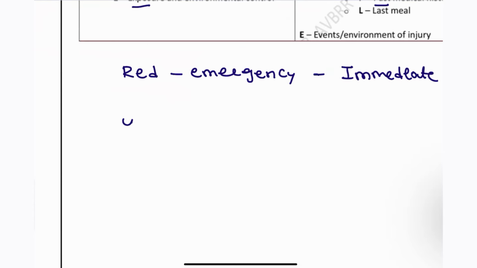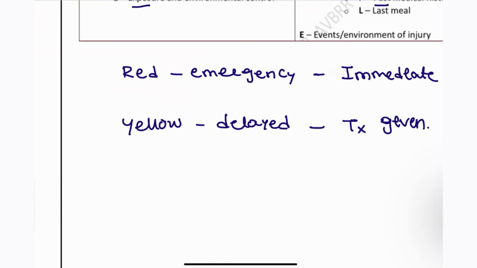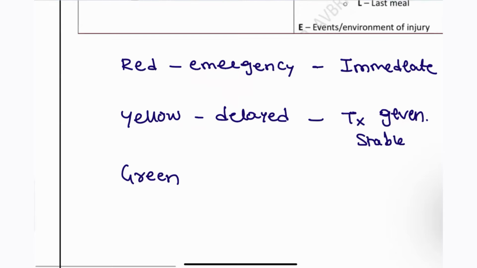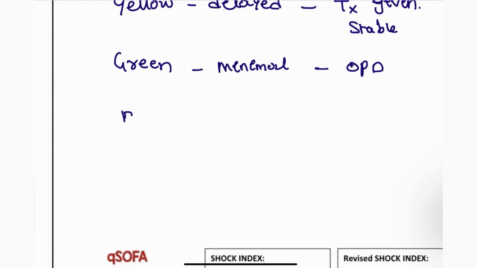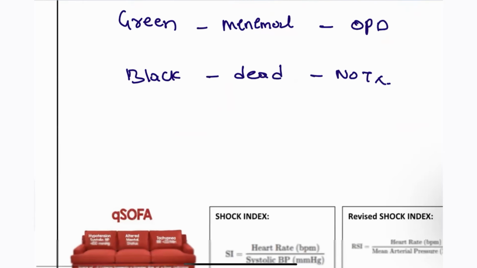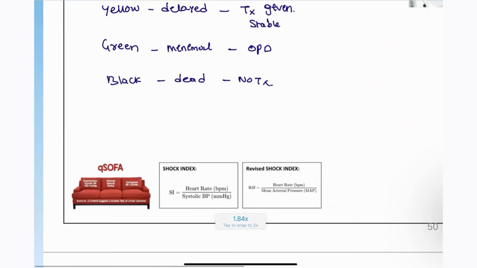Next, yellow. Yellow can be delayed, but treatment should be given. Next, green, but at least the patient has to be stable. Green is minimal. This can be done in the OPD also. They can wait or self-ambulate. Next, black. The patient is already dead. No treatment, and no resuscitation can be done. This is the triage of red, yellow, green, black.